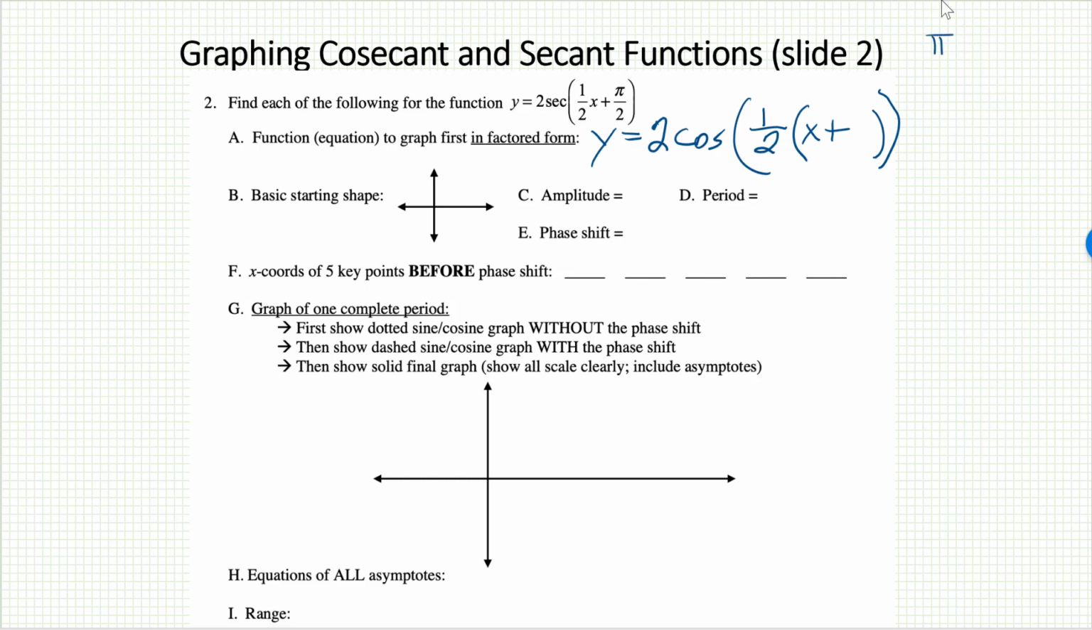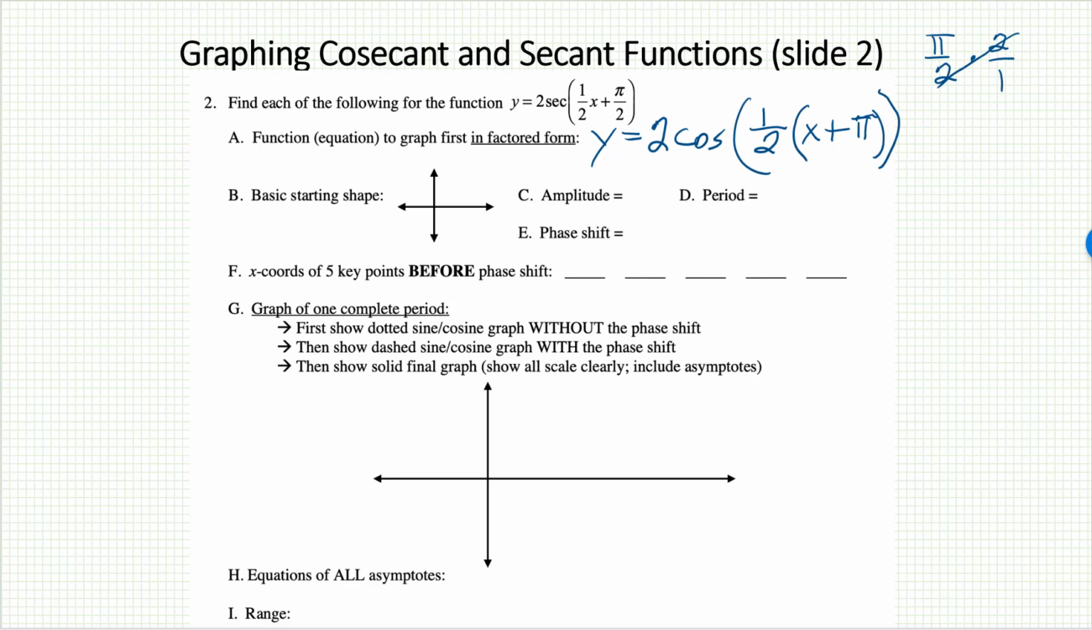Remember, factoring is essentially like dividing. I'm just taking that pi over 2 and dividing it by 1/2. That's the same thing as multiplying by 2 over 1. And of course, what I get is pi. You can check yourself easily. Just distribute. 1/2 times x is 1/2 x. 1/2 times pi is pi over 2. So we've done this correctly. Okay, we'll focus on graphing that.